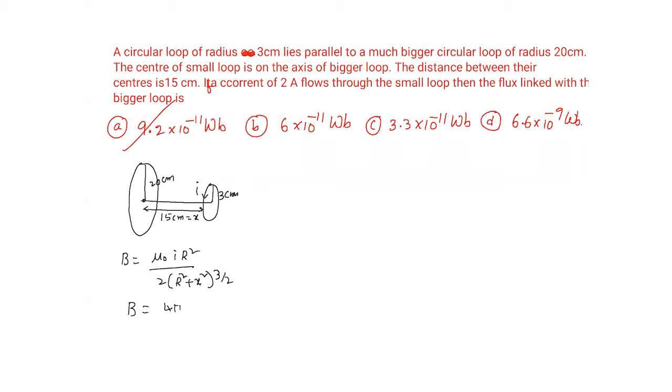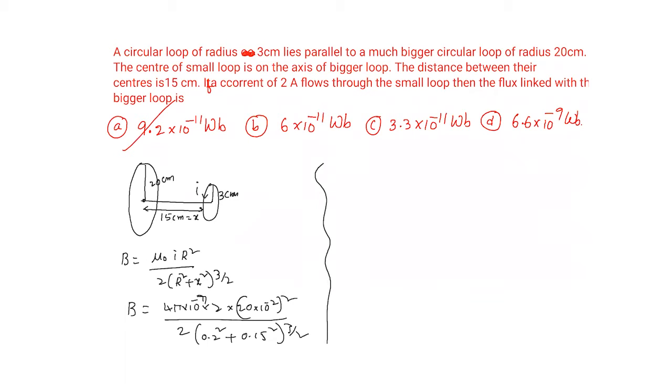So if we substitute everything here, mu naught is 4 pi into 10 to the power of minus 7, current is 2 ampere, radius 20 into 10 to the power of minus 2 whole square, divided by 2 into (0.2 square plus 0.15 square) whole power 3 by 2. So you'll get the magnetic field. Now what is the flux? Flux is B into A. B we already have here. A means area of the smaller loop. Why? Because here we assume the current in the bigger loop.